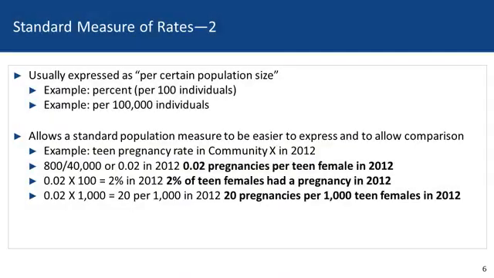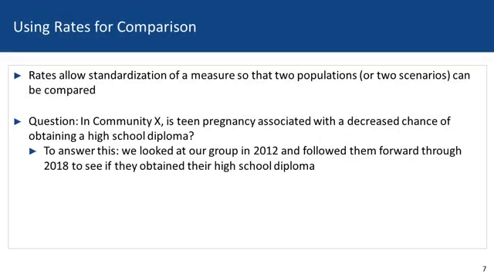So we might say, for the first expression, that there were 0.02 pregnancies per teen female in 2012. When we apply that to a standard population of 100, we would say that 2% of teen females had a pregnancy in 2012. And per our standard population of 1,000, we can say that there were 20 pregnancies per 1,000 teen females in 2012. And thus, rates can allow standardization of a measure so that two populations, two scenarios, or two points in time can be compared.